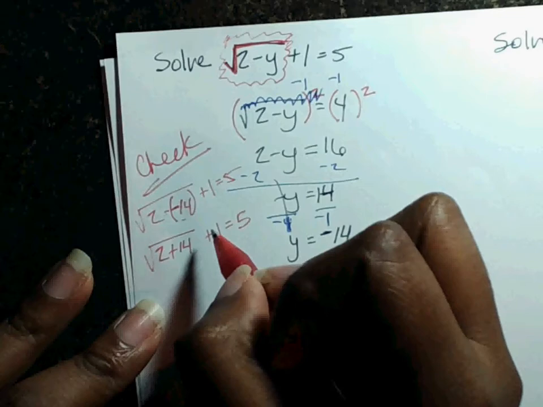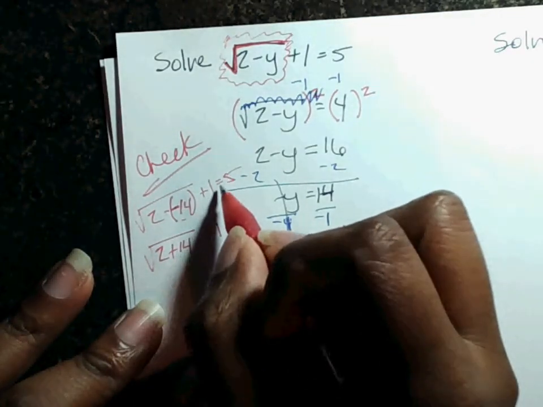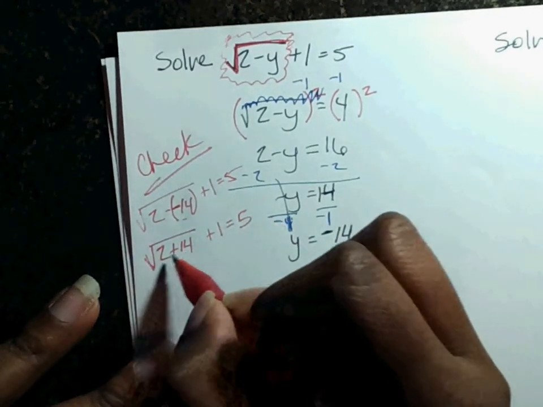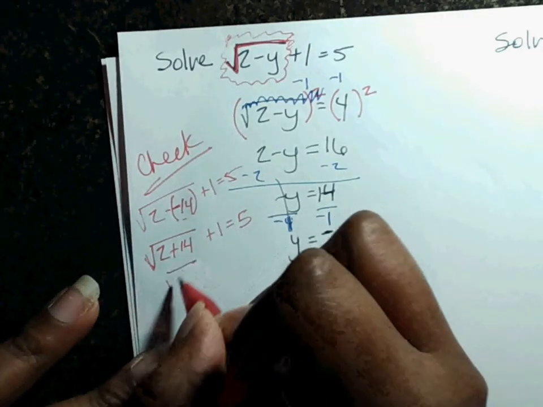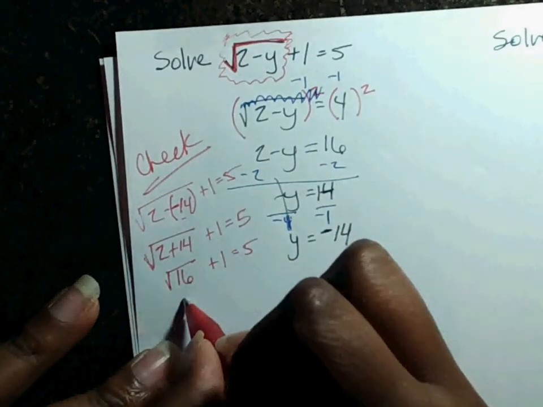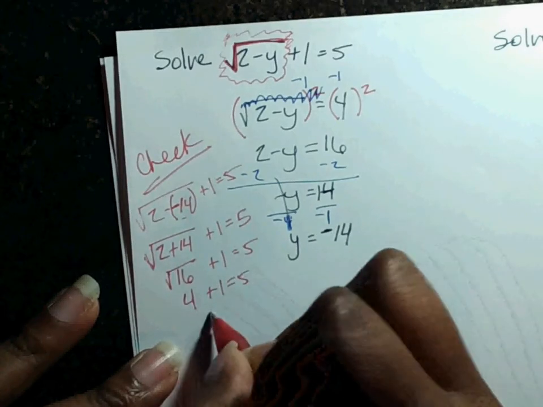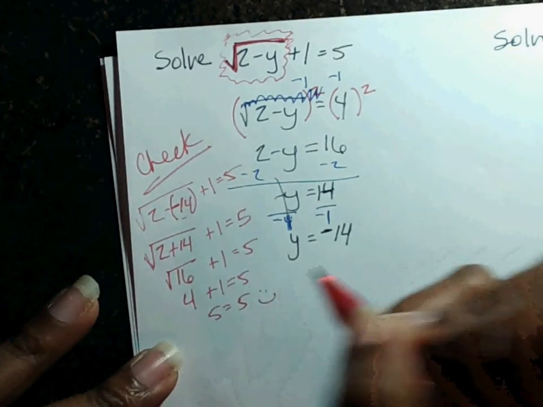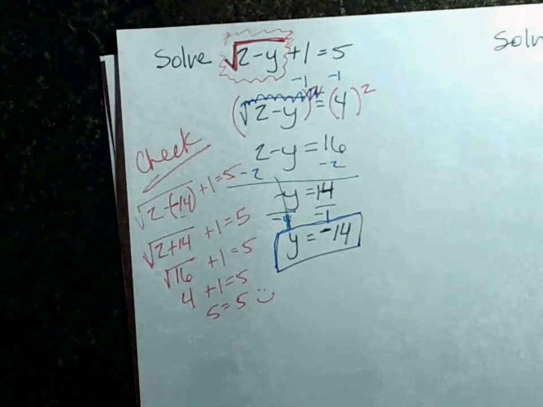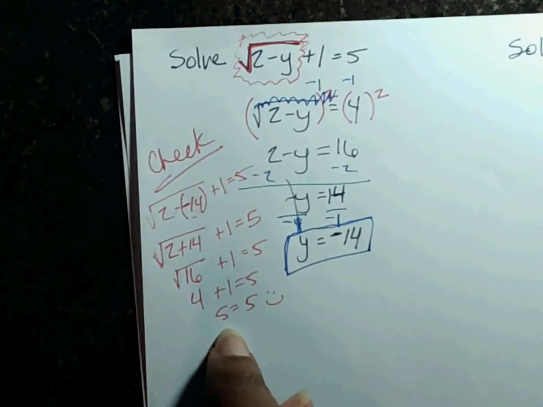Do not make the mistake that a lot of people make and start putting your numbers outside of the radical inside the radical. It's so easy to make that mistake. Now, 2 plus 14, square root of 16. It works. Thank goodness I didn't do all of that work for a problem that didn't have a solution. It works. Y equals negative 14.